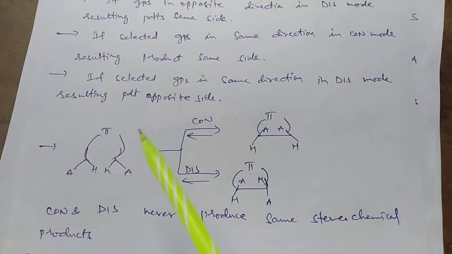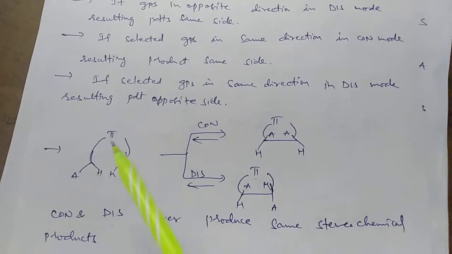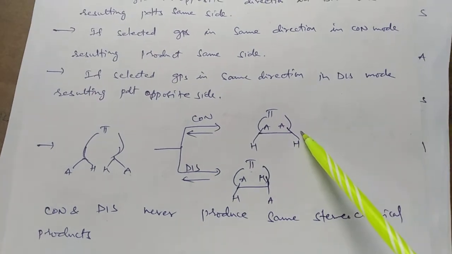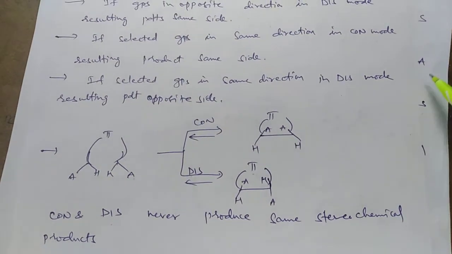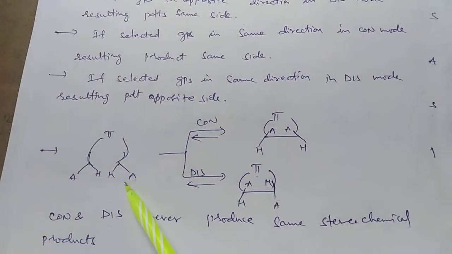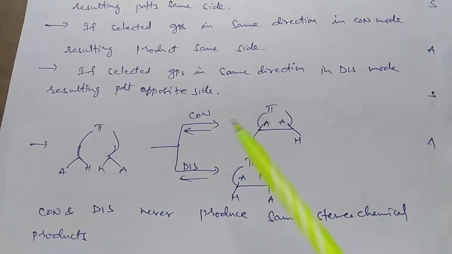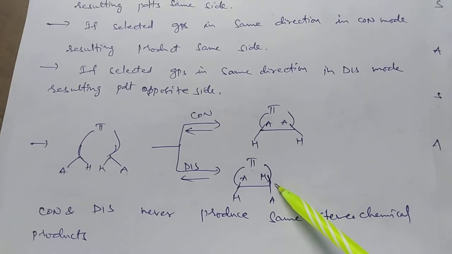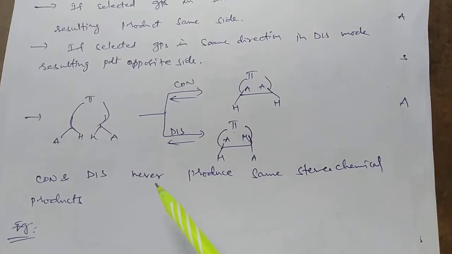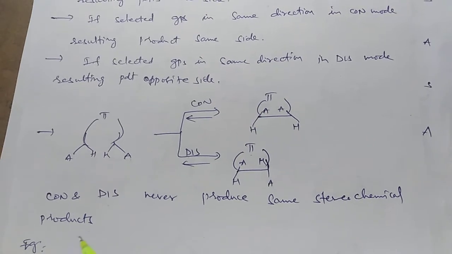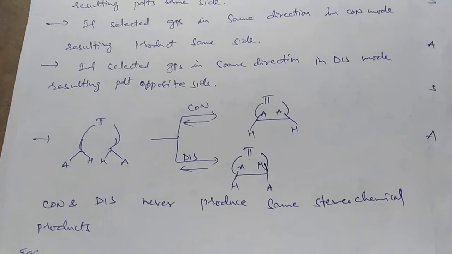So for the electrocyclization ring we have two modes, con mode and dis mode. For the same compound we have two different products. So this is the stereochemical aspect or stereospecificity of the electrocyclization ring. So we have the same compound, one compound. By doing the con rotation, it gives meso compound. If we do the dis mode of rotation, it gives trans compound. So con and dis never produce the same stereochemical products. So it is the stereospecificity of the electrocyclic reactions.